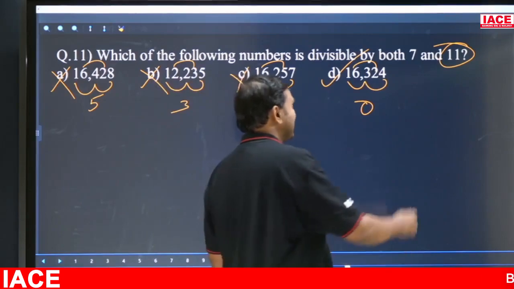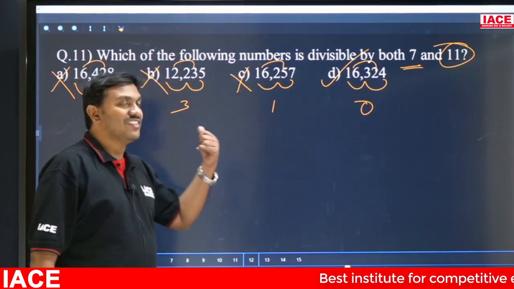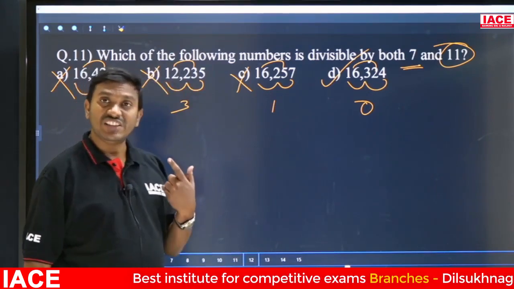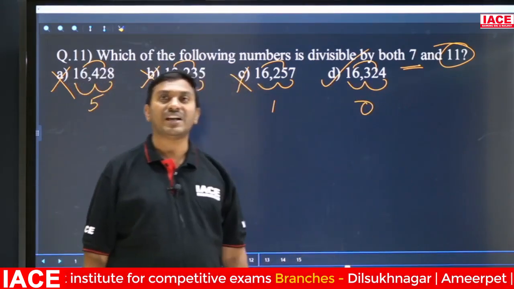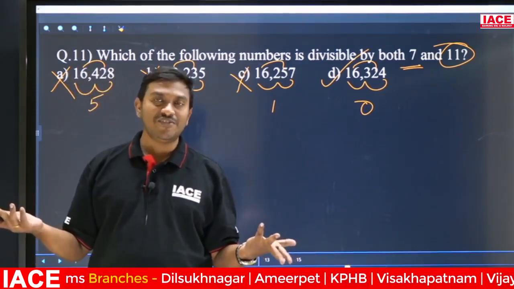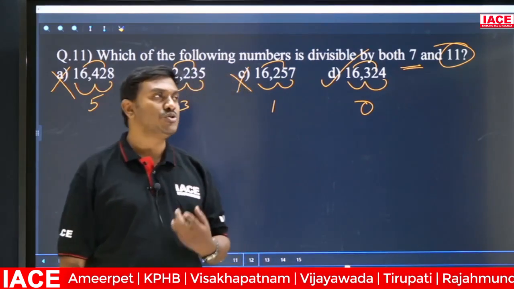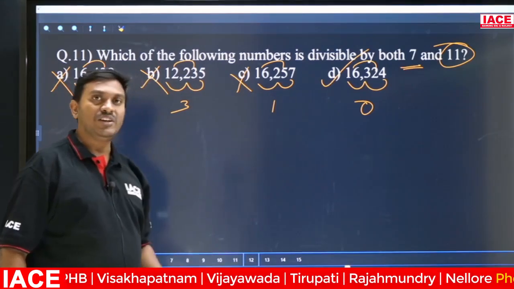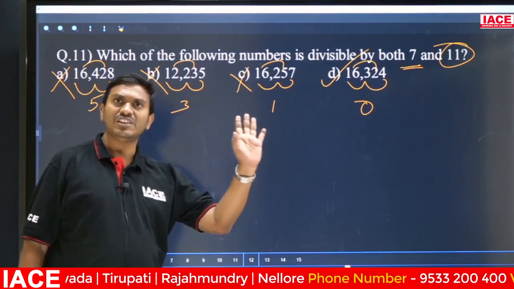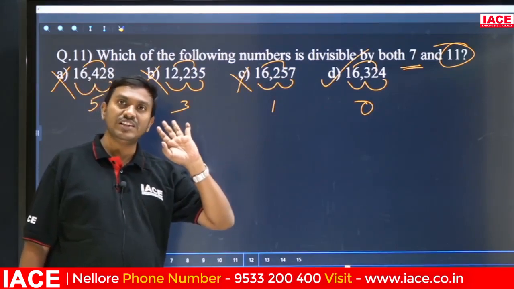No need to check even for 7, because only one value is divisible by 11. So option D we can directly mark as the answer. Because none of the other options is divisible by 11, no need to check for 7. We don't have to sit and divide all the options by 7. First check 11 divisibility, which is very easy. If two options were divisible by 11, then you would divide both of them by 7. First you have to check the divisibility rule of 11.